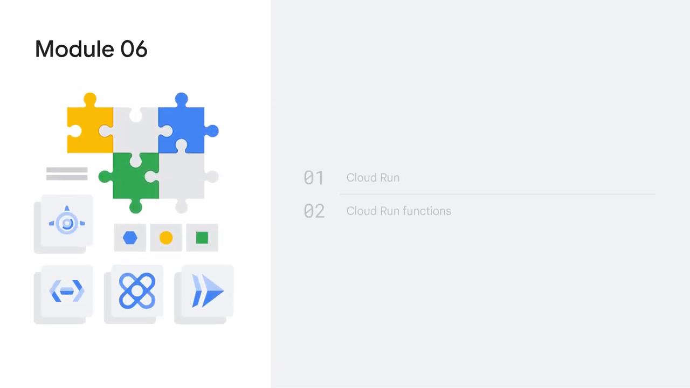In Module 6, the focus was on developing applications in the cloud. You explored Cloud Run, a managed compute platform that lets you run stateless containers via web requests or Pub/Sub events, and Cloud Run Functions, a lightweight, event-based, asynchronous compute solution to create single-purpose functions.